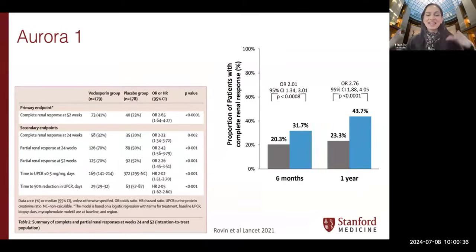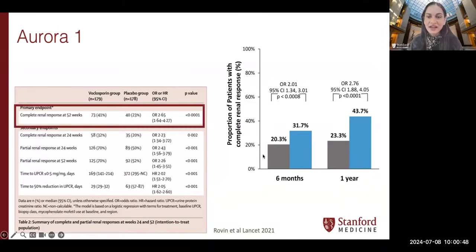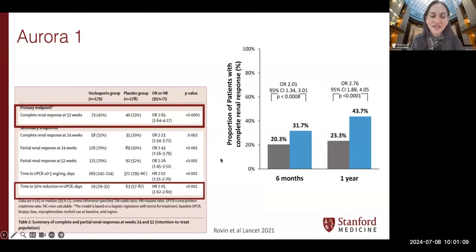But in me thinking about the overall picture, I'm like, 43.7% is better than what we had before. But I really hope that we can have other drugs down the pipeline that can get our percentages better. So again, the complete remission rates, they had a good spread of 179 patients in Voclo, 178 patients in placebo. And for a glomerular disease trial, this many patients is very powered, and that's very good. So again, 41% versus 23%. Really exciting that we have another drug.